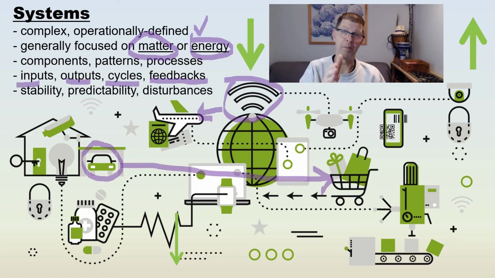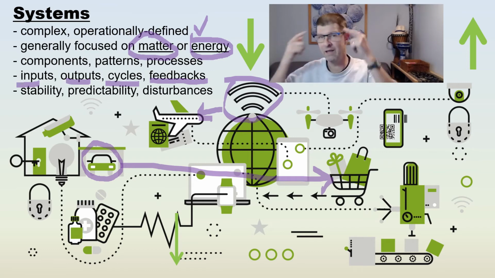And it's going to be about matter, which generally cycles within a system, and energy, which generally flows through a system. I'll say that again when we talk about energy and matter, which are coming right up. Matter cycles within a system, energy flows through a system. Okay, got that? Good.